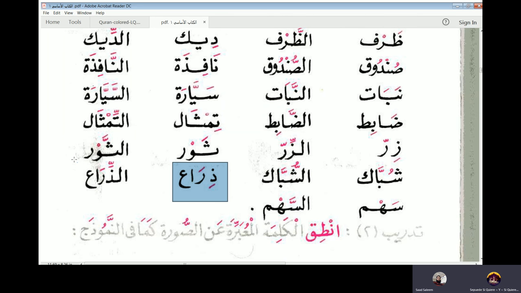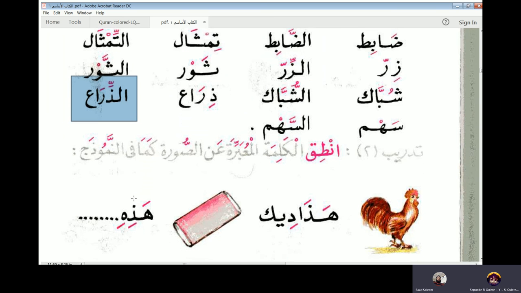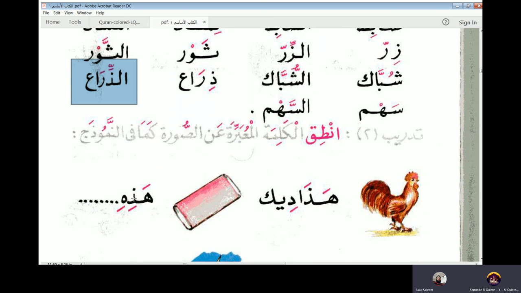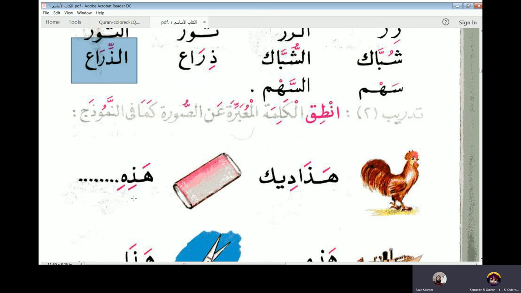Diraun is arm. What is it? Arm. A-R-M. Arm. Yes, one we just learned. Yes, arm. And Adira'u. I wrote Z, that's a dal. Okay. Adira'u is the arm. Good.